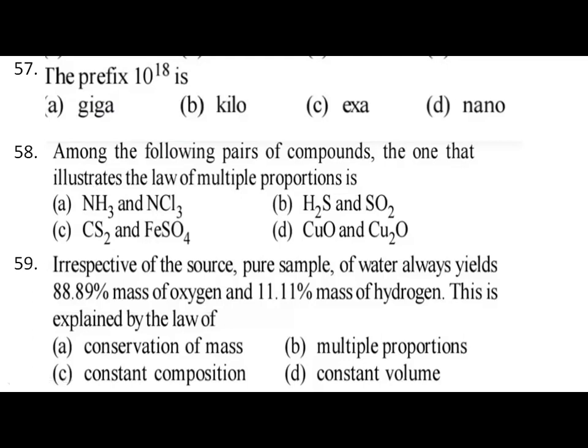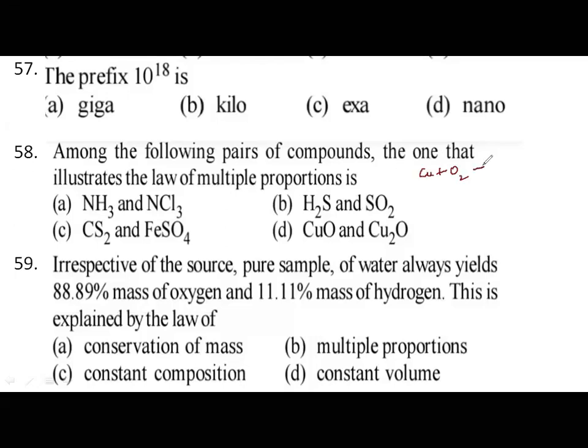Among the following pairs of compounds, the one which illustrates the law of multiple proportions. Same question, law of multiple proportions. In order to obey the law of multiple proportions, what should be done? Two compounds should be of the same two elements. One will be in a fixed ratio, another will be in another ratio. Copper plus oxygen combined to form cuprous oxide.